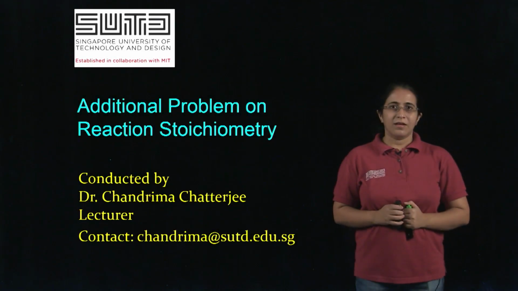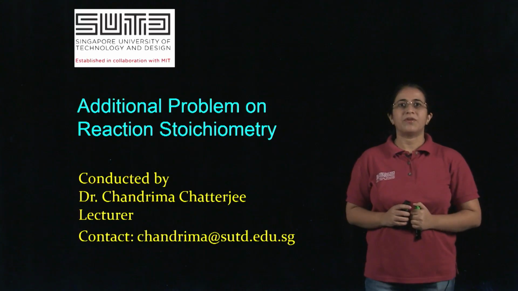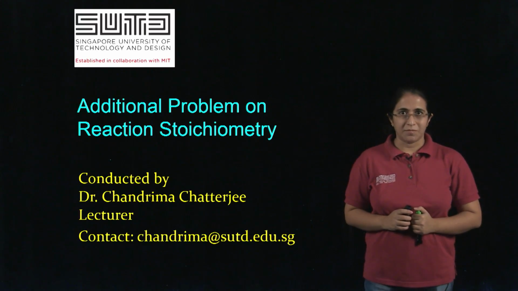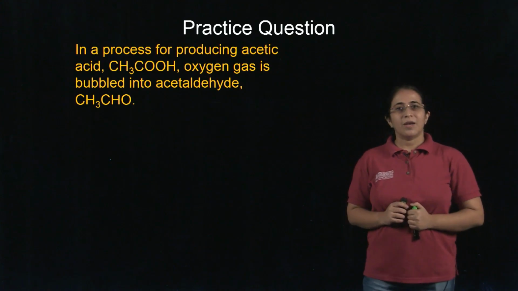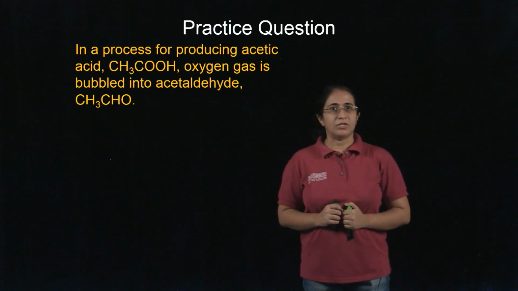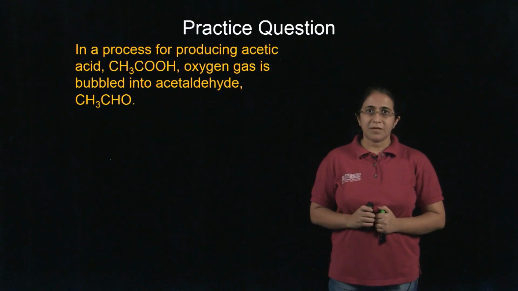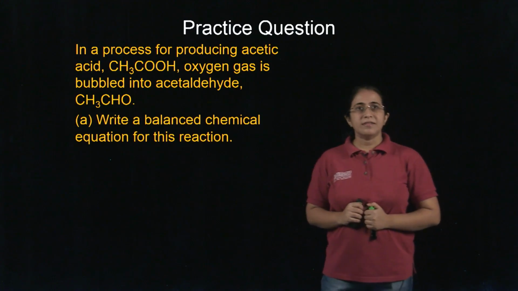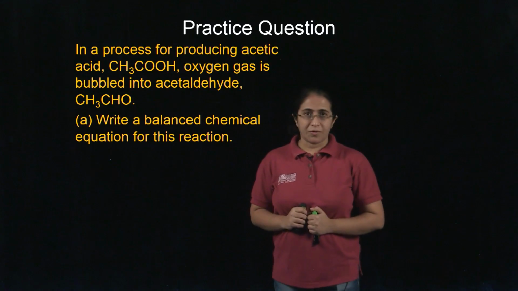Welcome back. Now that you've learned about reaction stoichiometry, let's try out one more problem. So here we go. In a process for producing acetic acid, oxygen gases bubble into acetaldehyde. So here comes the first question. Write a balanced chemical equation for this reaction.